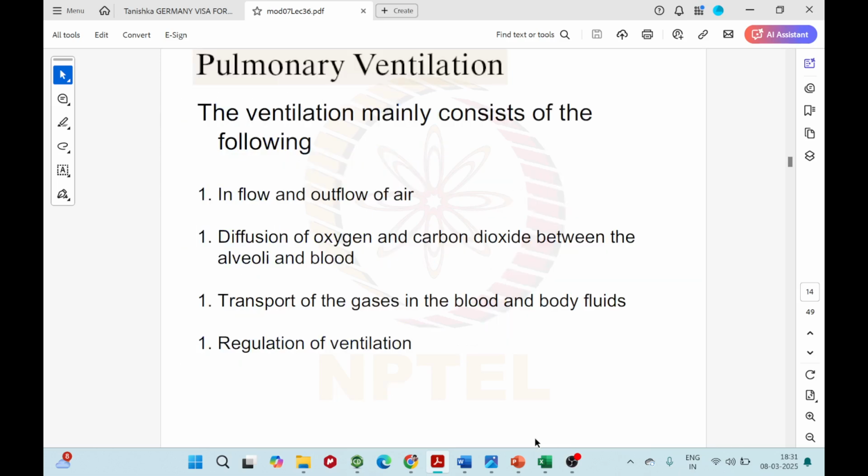Okay, so pulmonary ventilation. The ventilation mainly consists of the following: inflow and outflow of the air. Then diffusion of oxygen and carbon dioxide between the alveoli and the blood. So when the blood enters, there is a diffusion of O2 and CO2 between the air present in the alveoli and the blood which is traveling in the capillaries. Then transport of gases in the blood and the body fluids, and the regulation of ventilation.